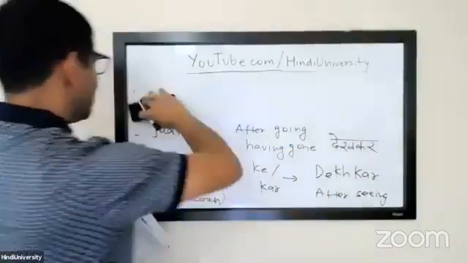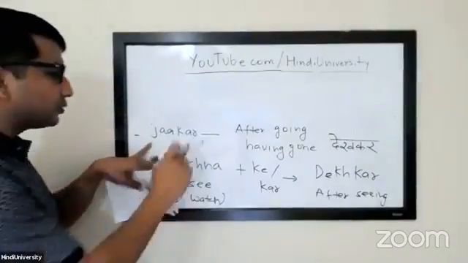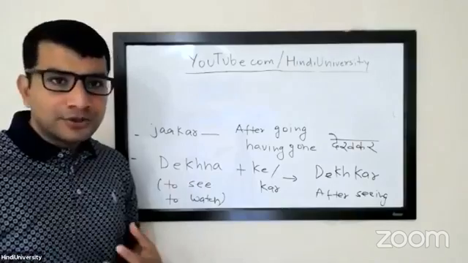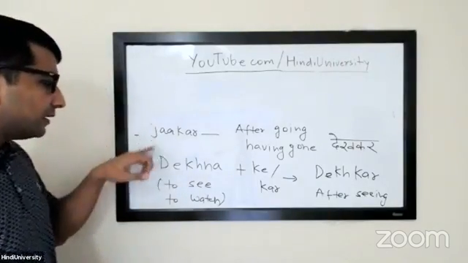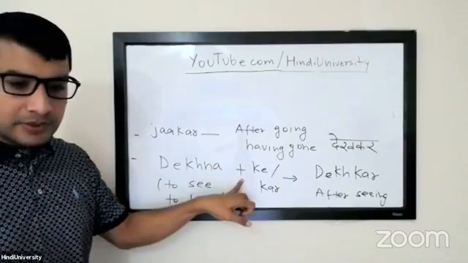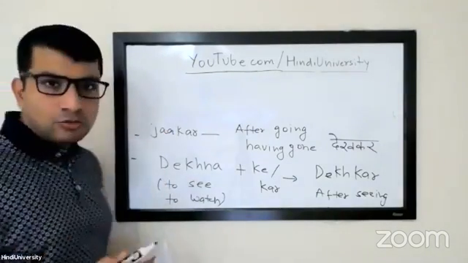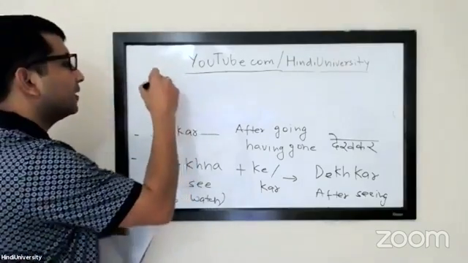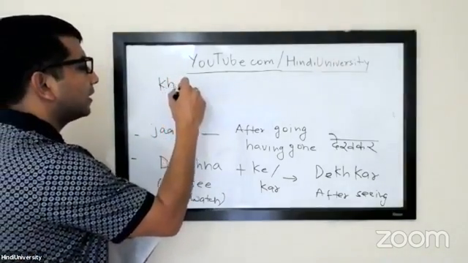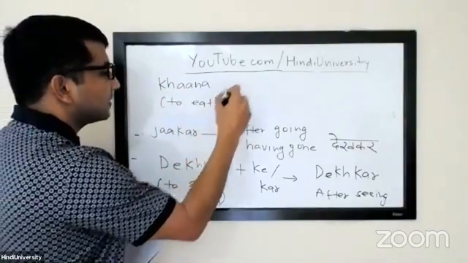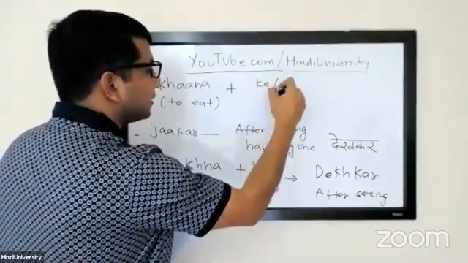Okay, let's continue. Again, just to repeat, you take a verb and you add k and kar to it. So you have jana, you put k and kar, it becomes jakar. You have dekhna, you add k and kar to it, it becomes dekh kar. Now let's see, and just write it down because we'll be using it pretty soon. Khana is a noun, khana is also a verb. So let's say you have khana. Khana is to eat, and you add k and kar to it.